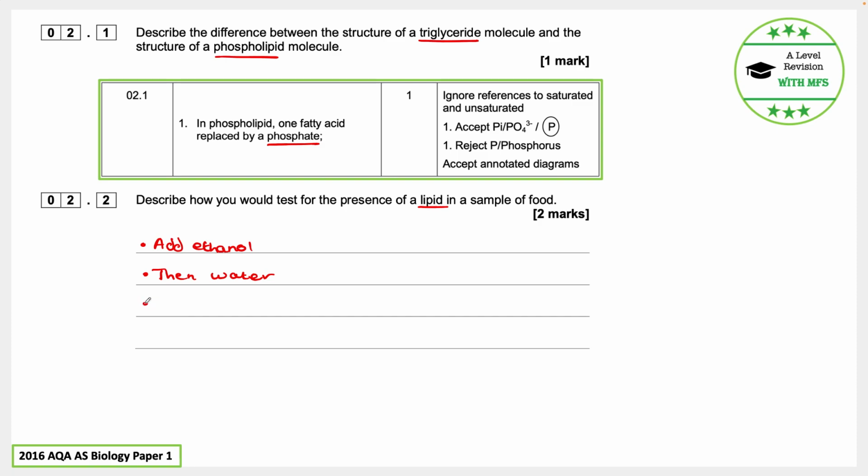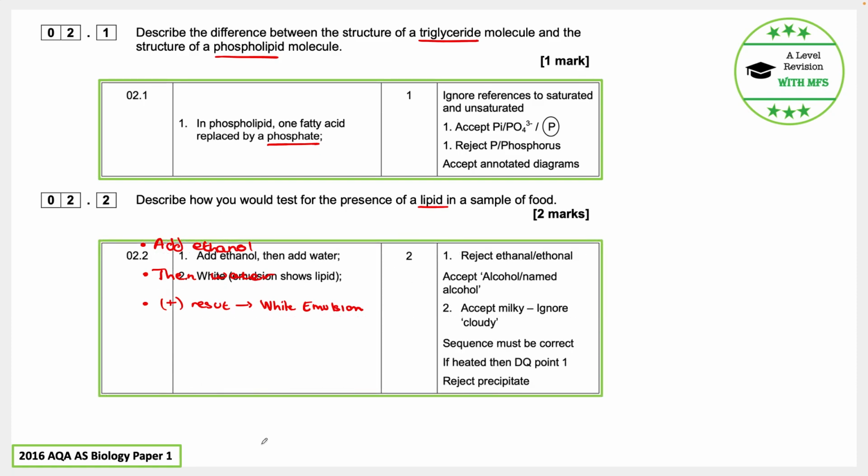Well, for a positive result, it would be a white emulsion. Okay, again, if I show you the mark scheme for this question, it says add ethanol, then add water, and it says a white emulsion for a positive result.